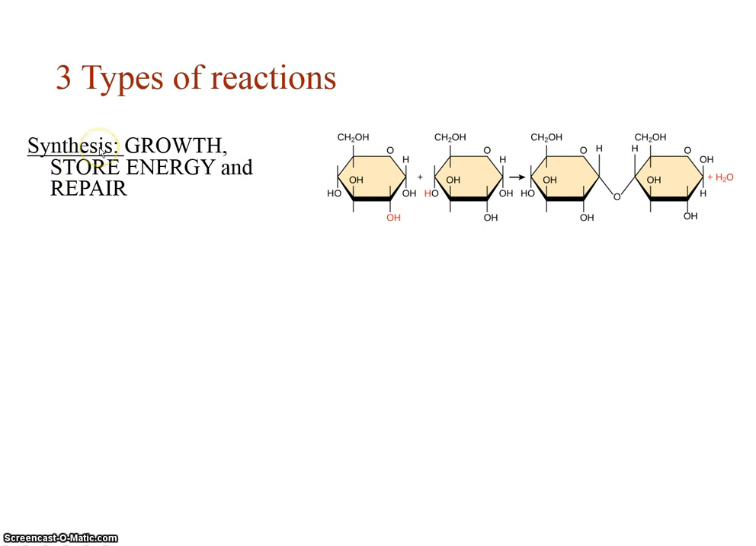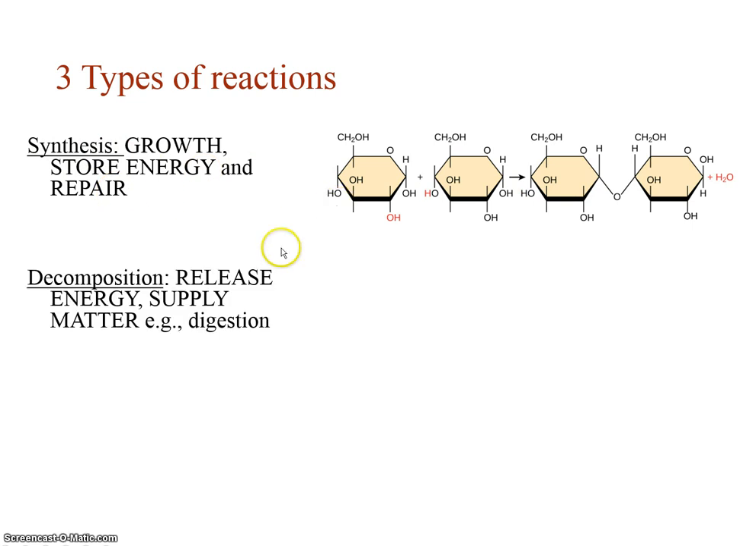So synthesis is one type, and that of course means that you're making something larger and more complicated. And you see this when we're putting together these carbohydrate monosaccharide units to form a disaccharide. So you take smaller, less complex reactants and you get a more complex product. So synthesis will be used for growth, of course, because you're adding mass and matter, and storing energy, because when we put things together, that takes effort, and so there's potential energy stored in this bond.